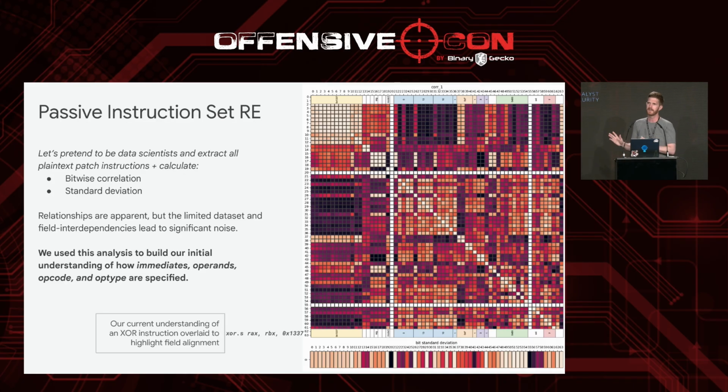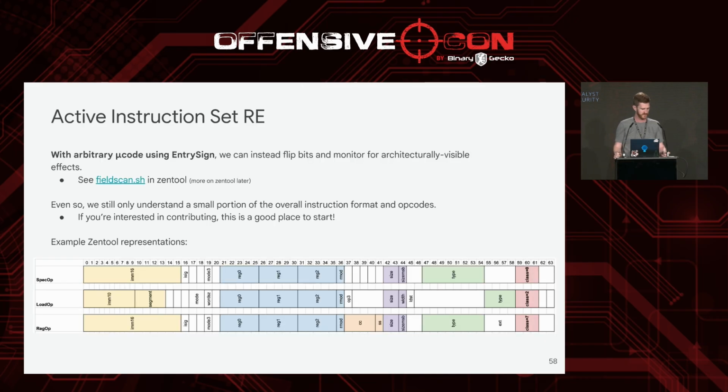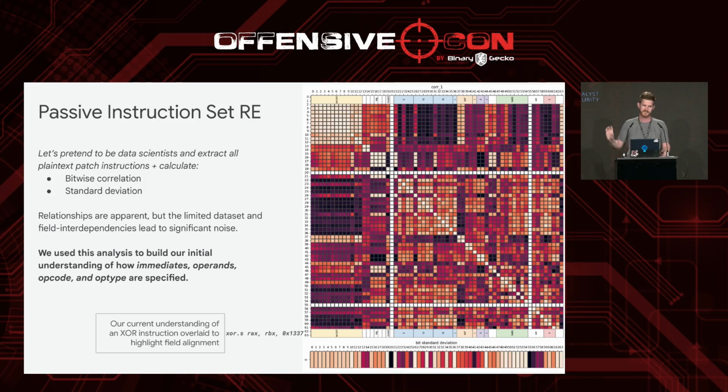So to start with, we didn't have EntrySign, so we just had a bunch of bits, and we can't change them because the signature won't match. So I pretended to be a data scientist, and we basically just stared at bits for a long time. Here we have one example where I was doing some bitwise correlation, and you can see there are relationships that show up here. I still couldn't tell you exactly what they mean, but it at least gives you some idea of where things might be segmented. And we've overlaid here, at the top and bottom, though you can't really see it in detail, our current understanding of an XOR instruction. You can see the immediates and some of the other things do correspond to where these relationships were. And this is all we had for months.